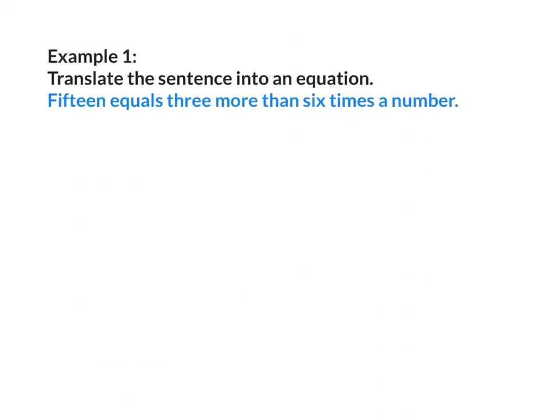Example 1. Translate the sentence into an equation. 15 equals 3 more than 6 times the number. I'm going to start with the words 15 equals 3 more than. The words more than mean to add. However, the word than means to flip the order. So instead of writing plus 3, I'm going to leave a blank and then I'm going to add 3. 6 times a number, I don't know what that number is, so I'm just going to put x. So 6x. So 15 equals 6x plus 3.